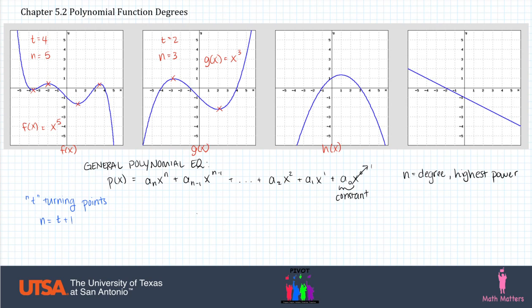And then for h of x, we have 1 turning point. So if t equals 1, then n equals 2. So h of x is at least a quadratic function. And then let's call the last one k of x. For k of x, there are no turning points, so t equals 0. Then that means n must be 1. So k of x is at least a linear function with the power of 1.